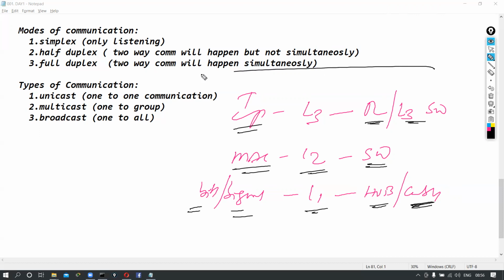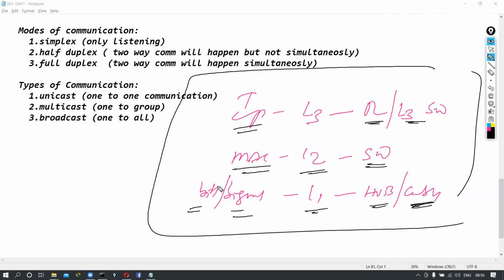This also write down. What are the layer 1 components? Bits and signals. What devices work at layer 1? Hub, repeater, cable. At layer 2, the address is called MAC address. At layer 3, IP address. And what is the layer 2 device? Switch. Layer 3 device, router or L3 switch. Then we'll discuss OSI after 2 minutes.